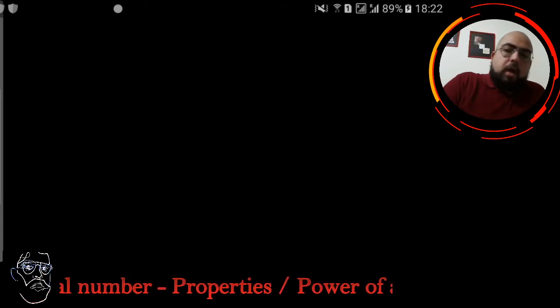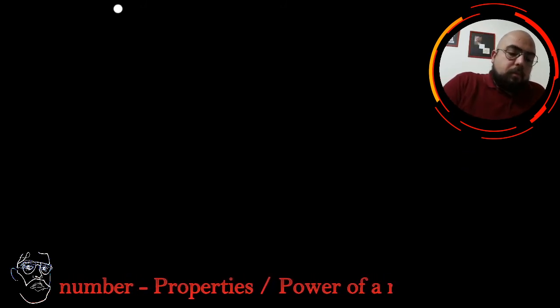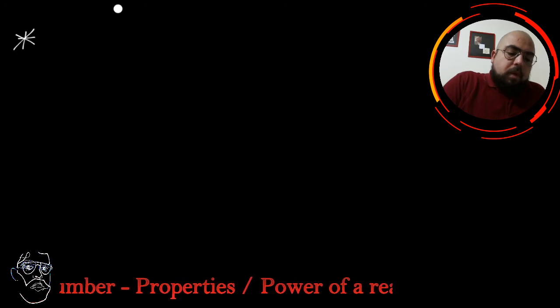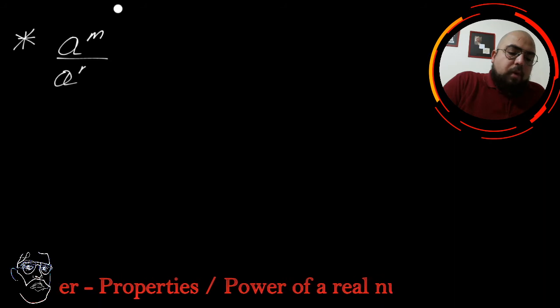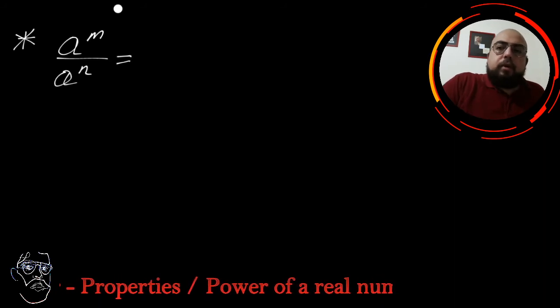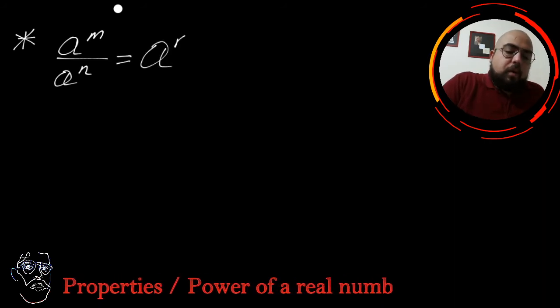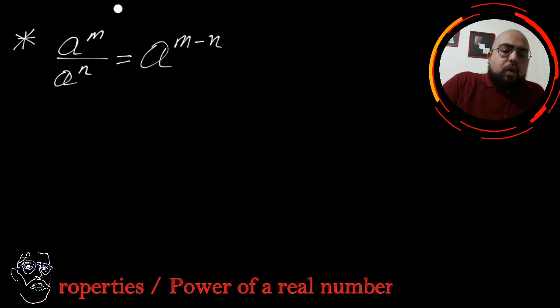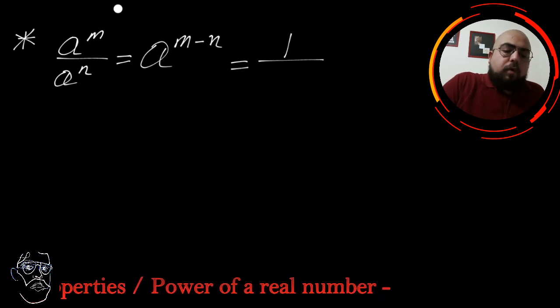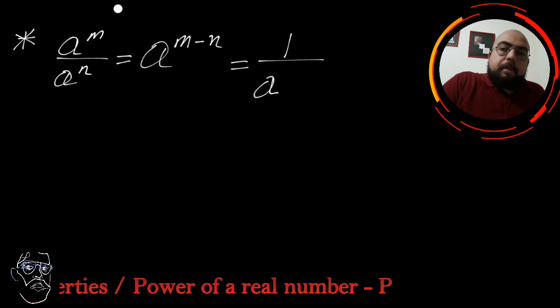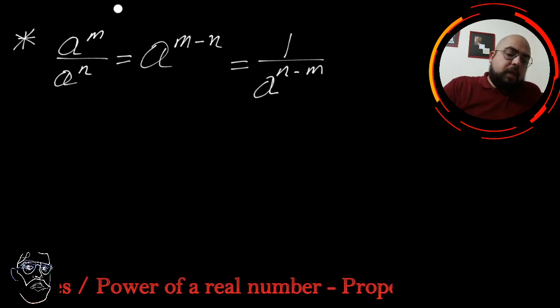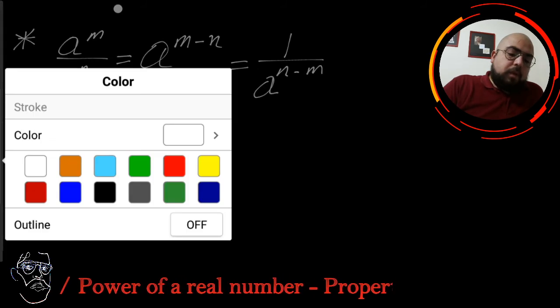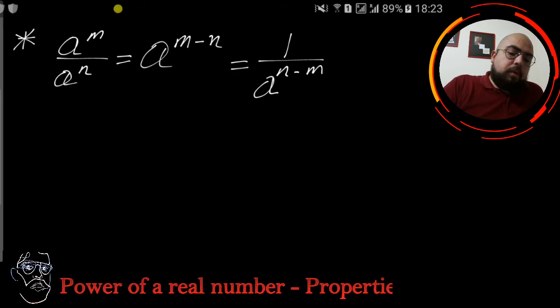So in case we had a to the power of m over a to the power of n, very simple, you can write it down as a to the power of m minus n, or you can simply say that it's 1 over a to the power of n minus m. Let's take some examples.